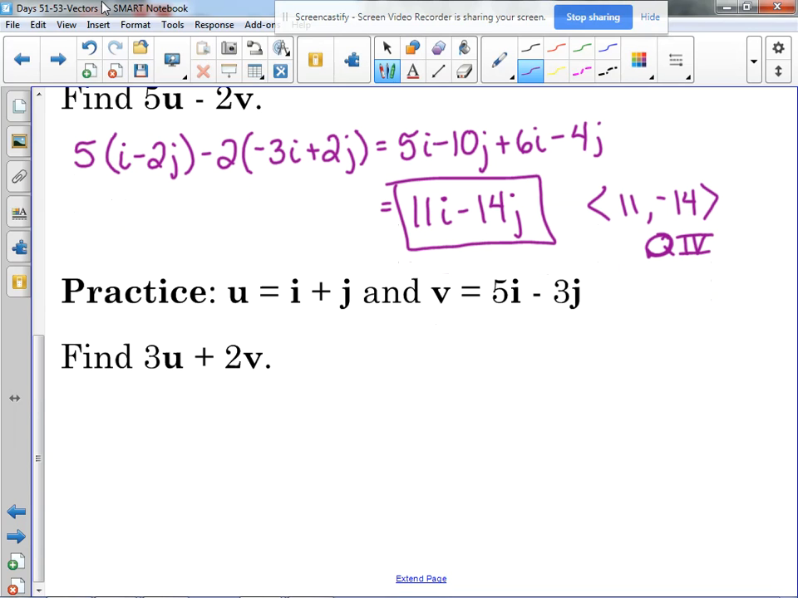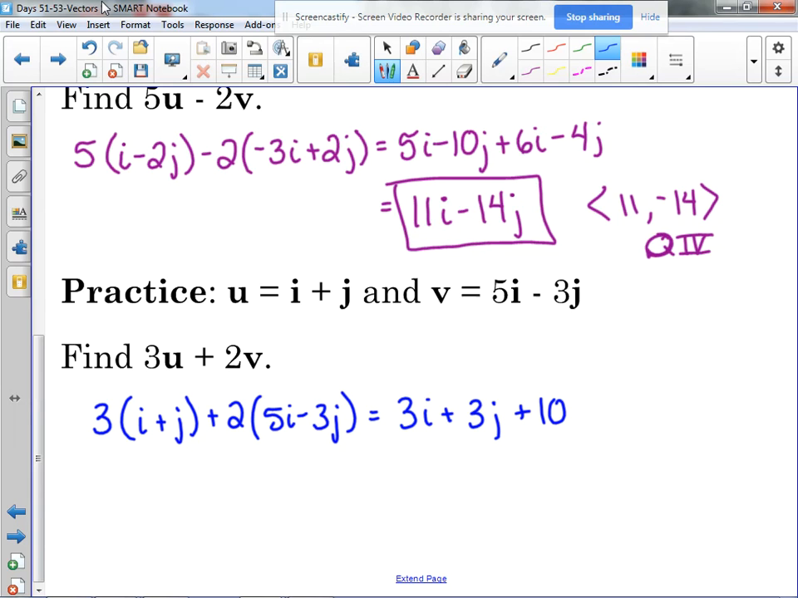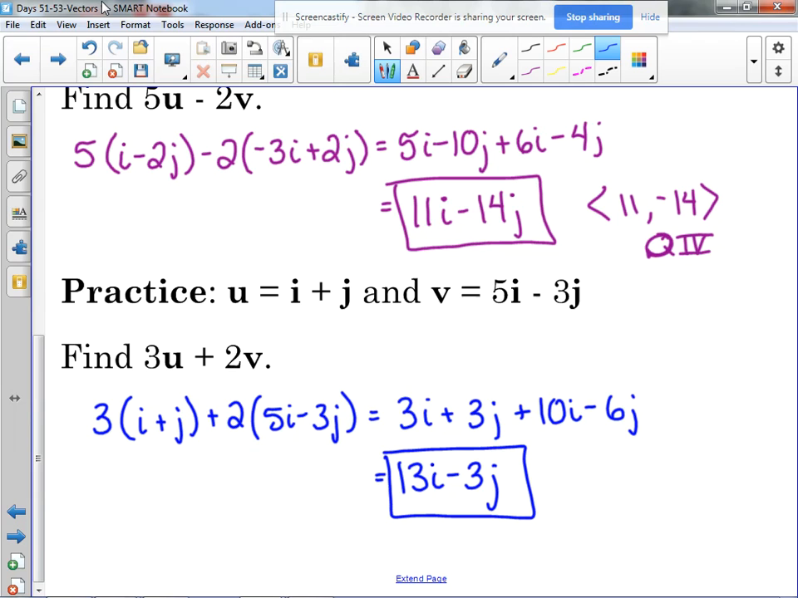Okay, go ahead and do the practice problem there. Should have gotten 13i minus 3j, so in component form that's 13, negative 3, so that one would also be in quadrant 4. Any questions there?